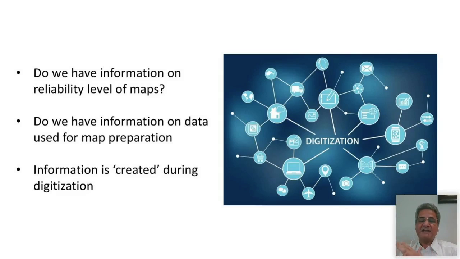The point is, please answer me this question. Do we have information on reliability level of maps? Do we have information on data used for map preparation? Once we get a map, does it clearly write that this is reliable 100%, 75%, 50%, 25%? Yes or no? Just give me a yes or no.